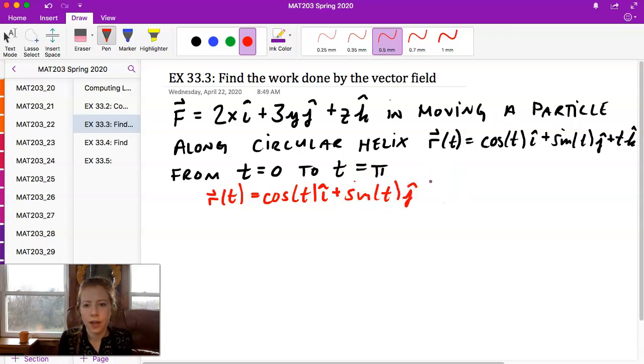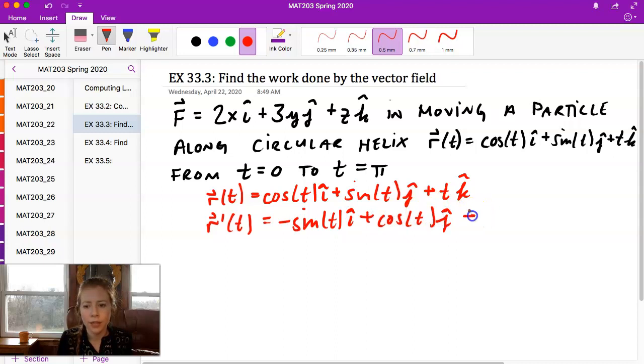Okay, cosine t i hat plus sine t j hat plus t k hat. So this is producing a helix here. And our first derivative then is going to be minus sine t i hat plus cosine t j hat plus k hat.